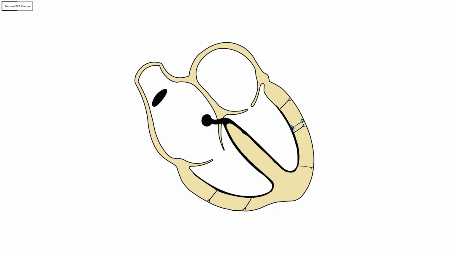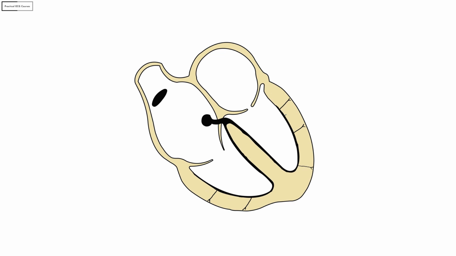What this means is that every time an impulse travels down from the bundle of His into the bundle branches, it causes the ventricle to depolarize from the endocardium to the epicardium in this direction. So the ventricular depolarization vector travels from the endocardium to the epicardium.